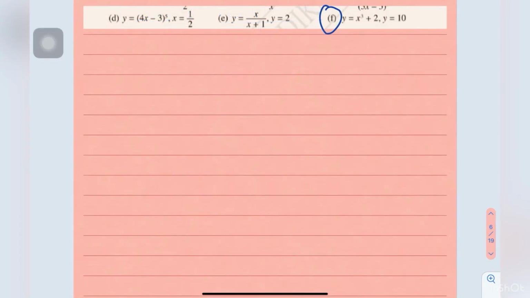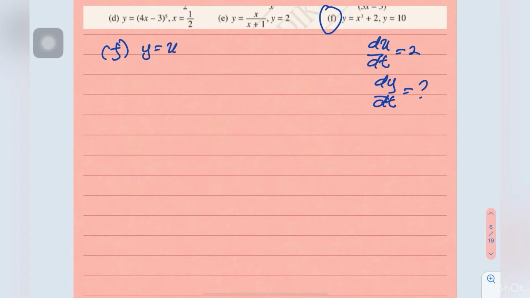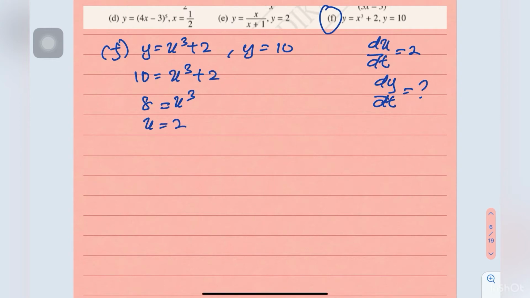Now question F. Okay, dx/dt is 2. dy/dt you have to find. Okay, so y is x cubed plus 2, and y is 10. Okay, so find x first. So substitute y equals 10 into x cubed plus 2. So x cubed is 8. So x equals 2. So find dy/dx. Okay, y equals x cubed plus 2.